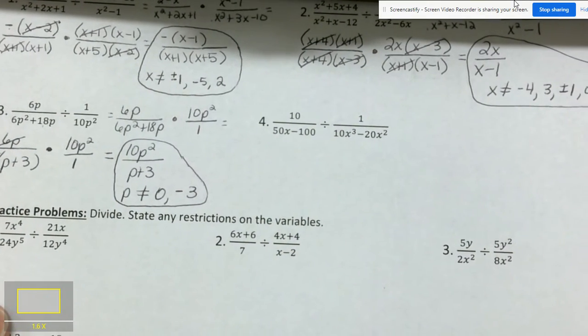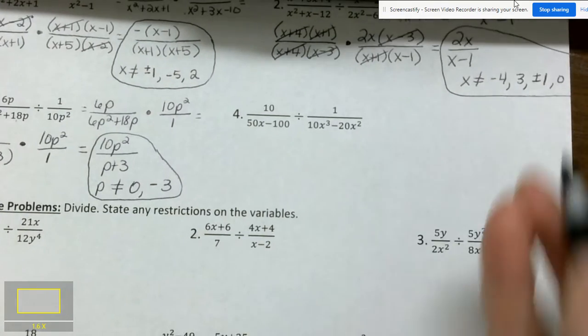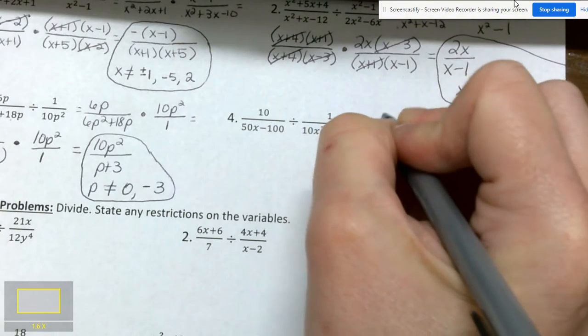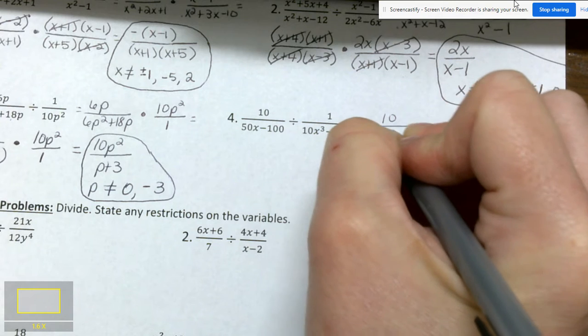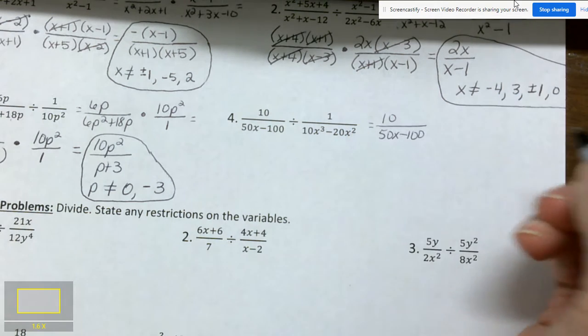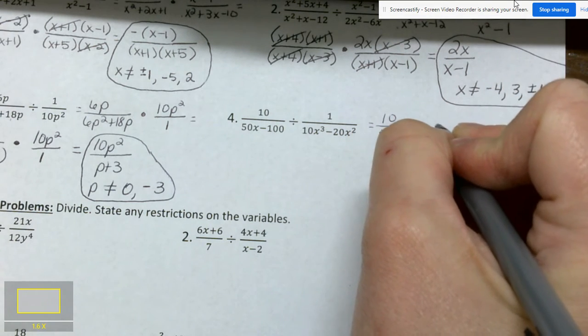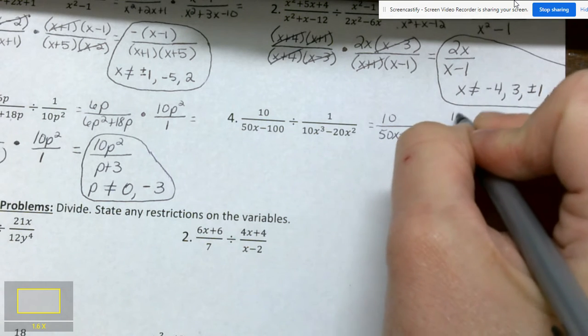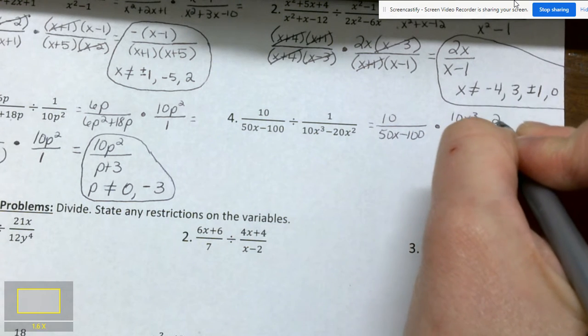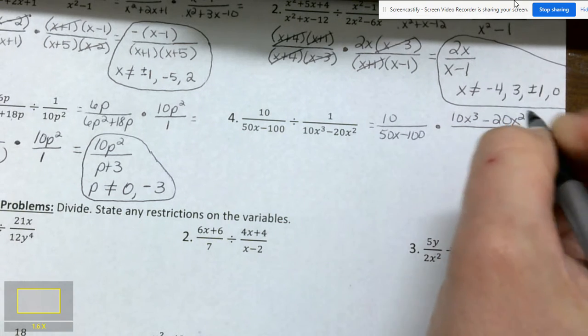Okay, let's look at number 4. Keep 10 over 50x minus 100. Change the division to multiplication and flip that second fraction. 10x cubed minus 20x squared over 1.